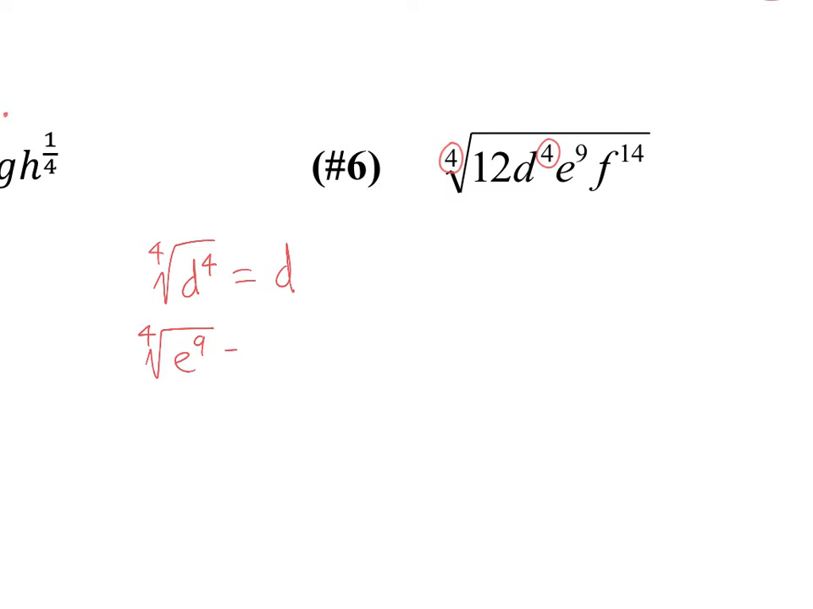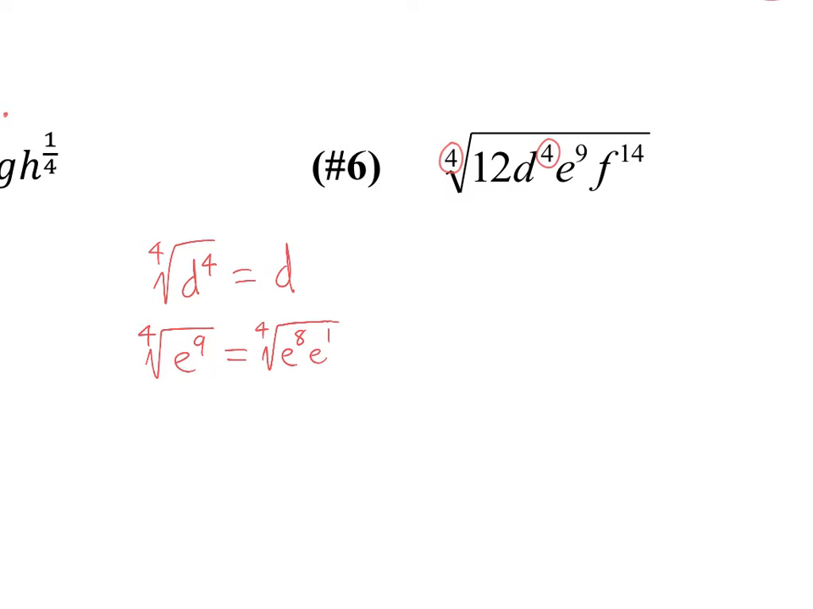So I want to split this into perfects and non-perfects. So how do I do that? Well, I need to find the biggest number that goes into 9 that also divides by 4. Because basically we're going to split it into everything that divides by 4 and everything that does not, okay? So what can I split up e to the 9th into, what's the biggest number that goes into 9 that also divides by 4 nicely? Hopefully you said 8. So I can write this as e to the 8th times e to the 1st, right?